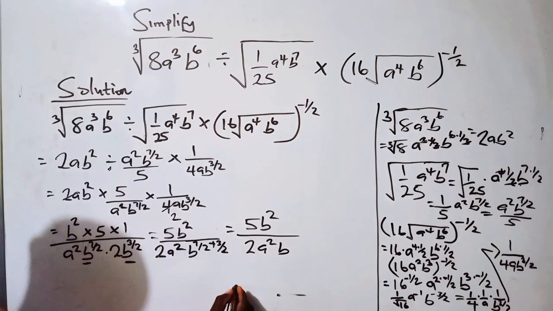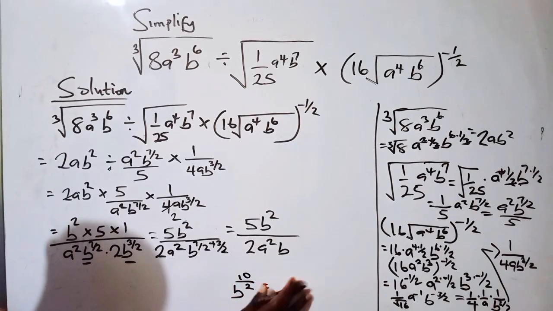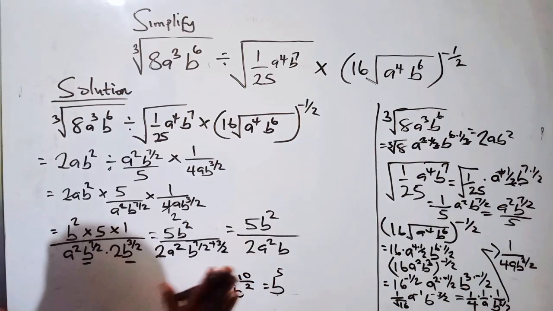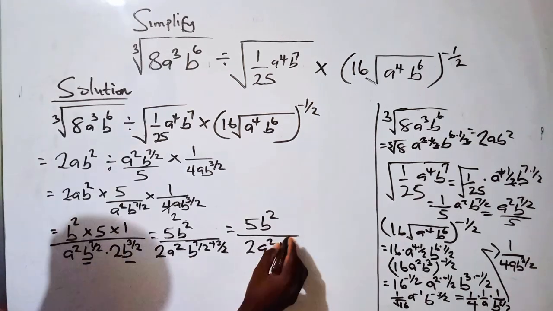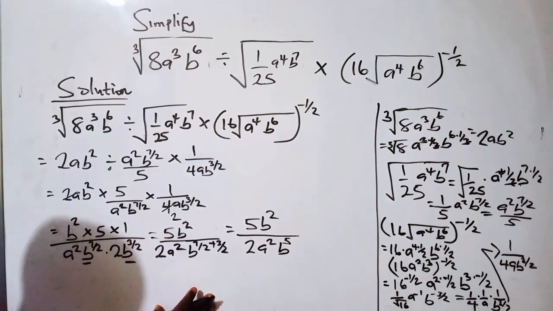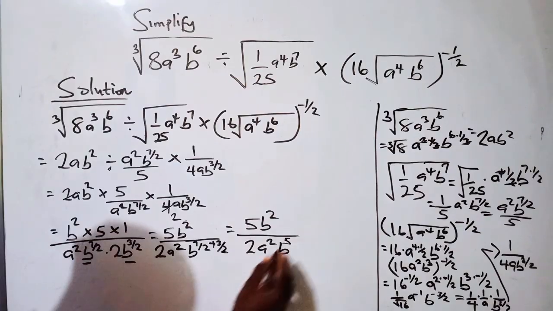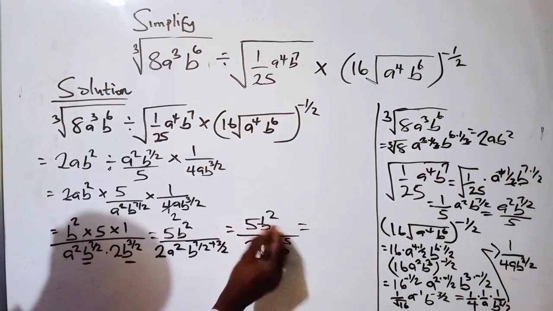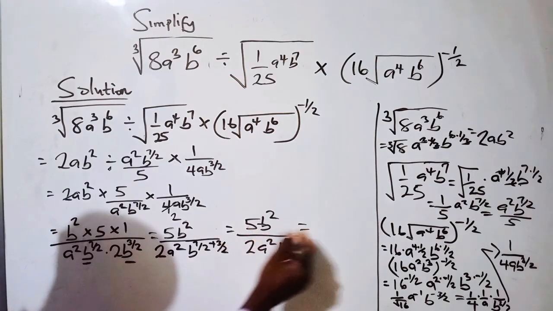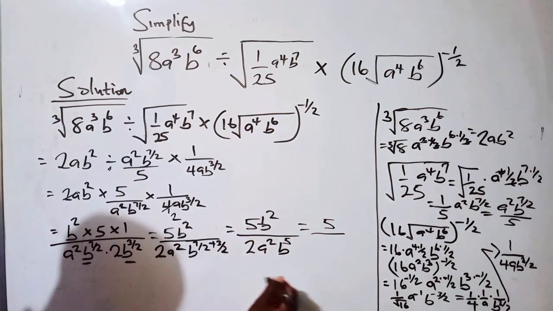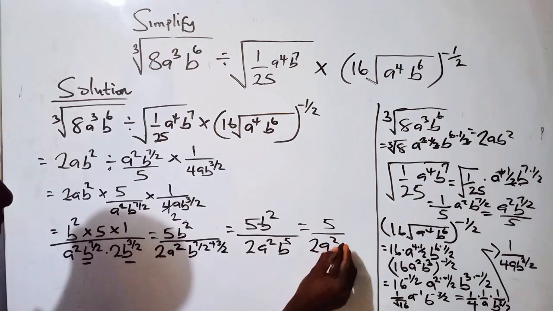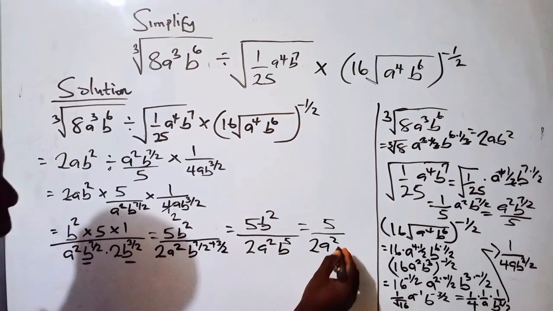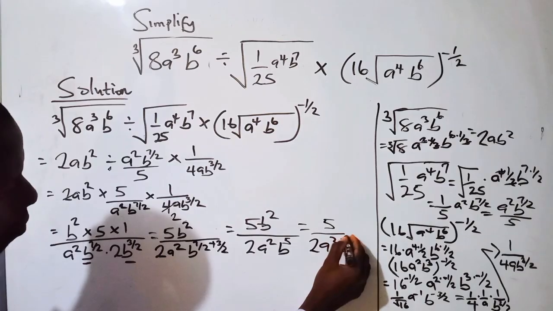we pick out 1, so let's have it somewhere here. So we have b, so we have this as 10 over 2. So when we simplify this, we have this as b raised to power 5. So we can still simplify further. Since we have b squared, b raised to power 5, we can take this out from this. So we have just 5 over 2a squared. So when we take this out of this, we have b raised to power 3.